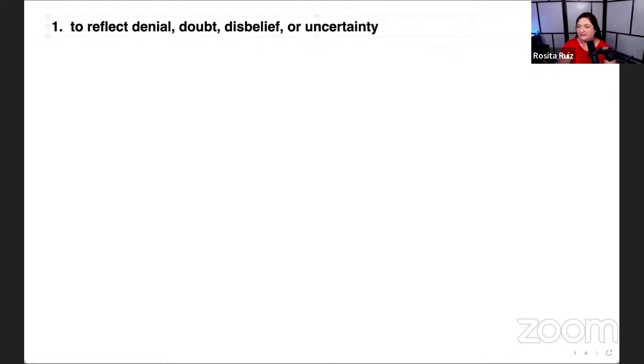So, the first one that we have used, or rather, the first one that we have learned when using the subjunctive is to reflect denial, doubt, disbelief, or uncertainty about reality.